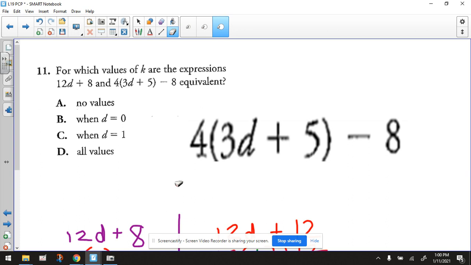We're taking a look at question number 11 from the L18, which says, for which values of, and this is a typo by the way, it's supposed to be a D there, so let me fix that now. It's supposed to be a D. Are the expressions 12D plus 8 and 4 times 3D plus 5 minus 8 equivalent? And they give you these choices.